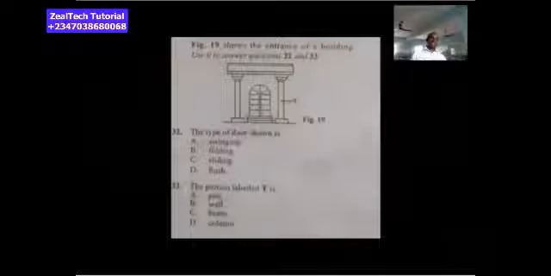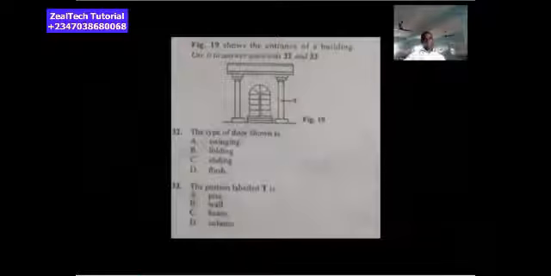Now, figure 19 shows the center of the building, the entrance of the building. Use it to answer questions 32 and 33. Question number 32: the type of door shown is a swinging door. The answer is A. Not a folding door, the one that folds and goes up or folds to one side, no. Not a sliding door, or a flush door. The answer is A.